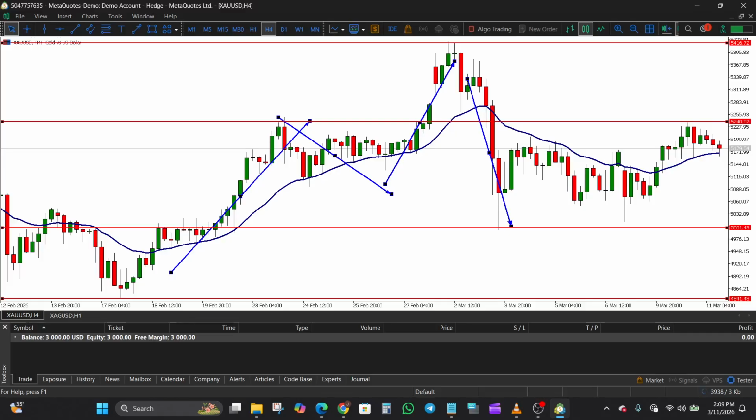So ensure that you know which way the market is moving. Ensure that you wait for the right moment to get in, and ensure that you protect your money with stops and targets. So this simple three-step approach keeps trading manageable, reduces mistakes, and helps you trade like a pro without overcomplicating things.